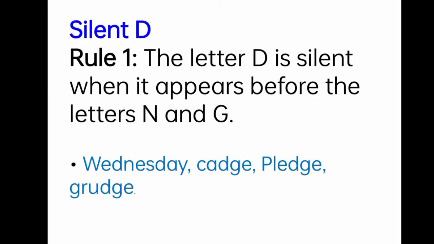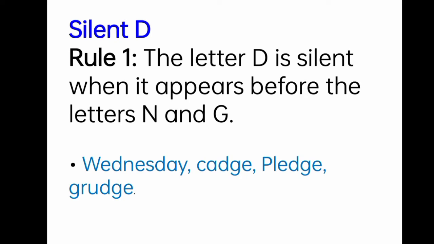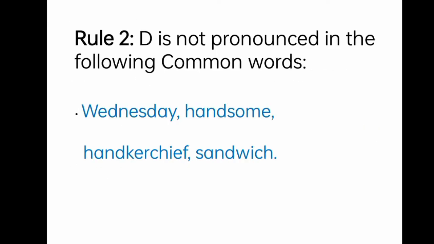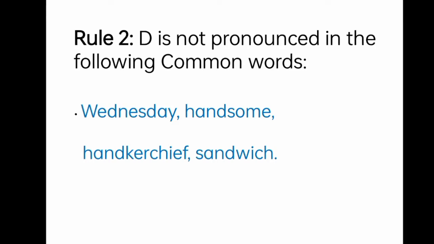Silent D. Rule 1. The letter D is silent when it appears before the letters N and G. For example, Wednesday, badge, pledge, and grudge. Rule number 2. D is not pronounced in the following common words: Wednesday, handsome, handkerchief, and sandwich.